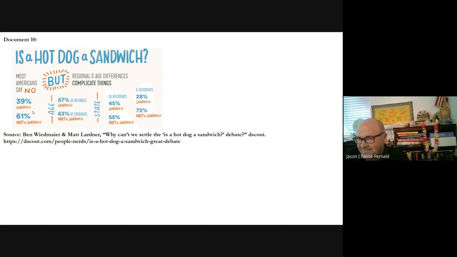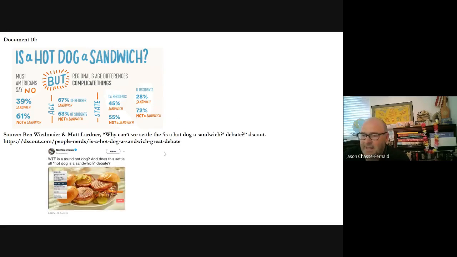But not a sandwich, 61% of Americans. It is kind of interesting, the age and geographic demographic breakdown on this. All right. How about this? Does the shape or the appearance of the hot dog change things? Change how you look at it.